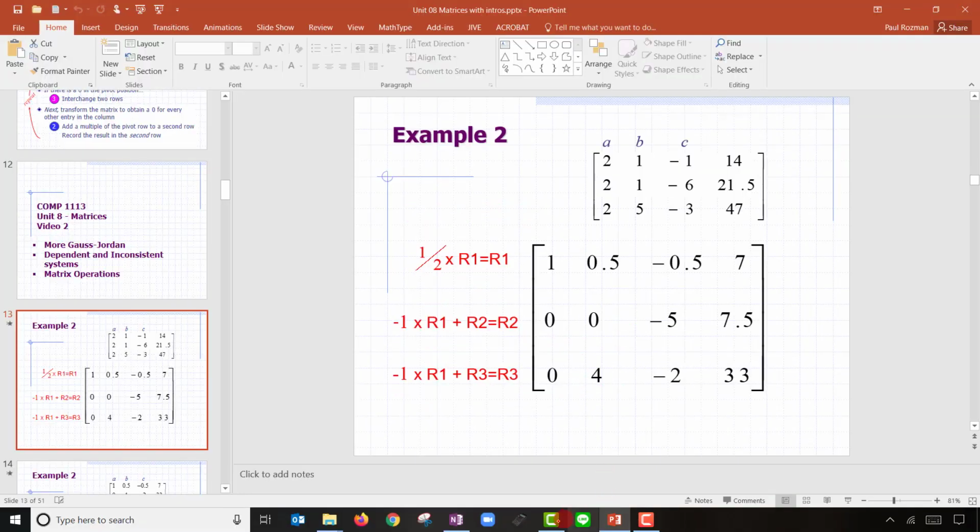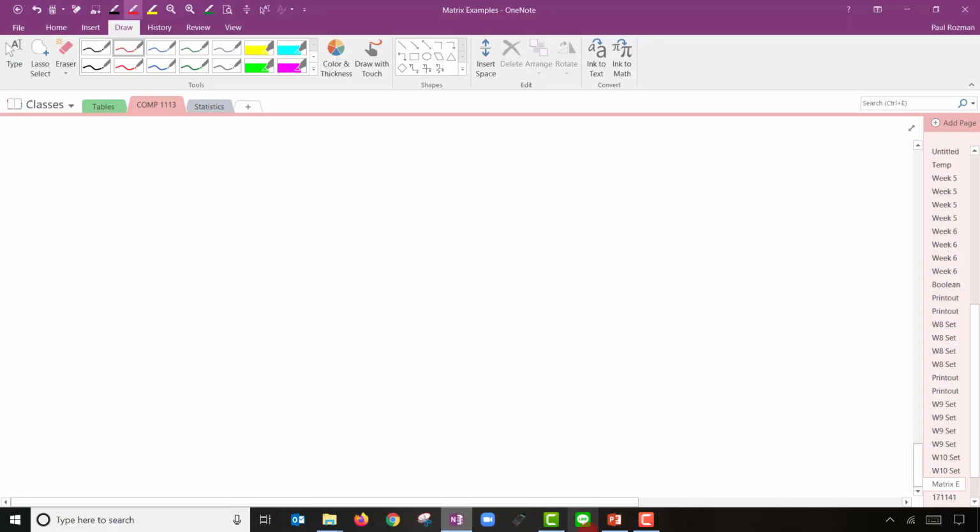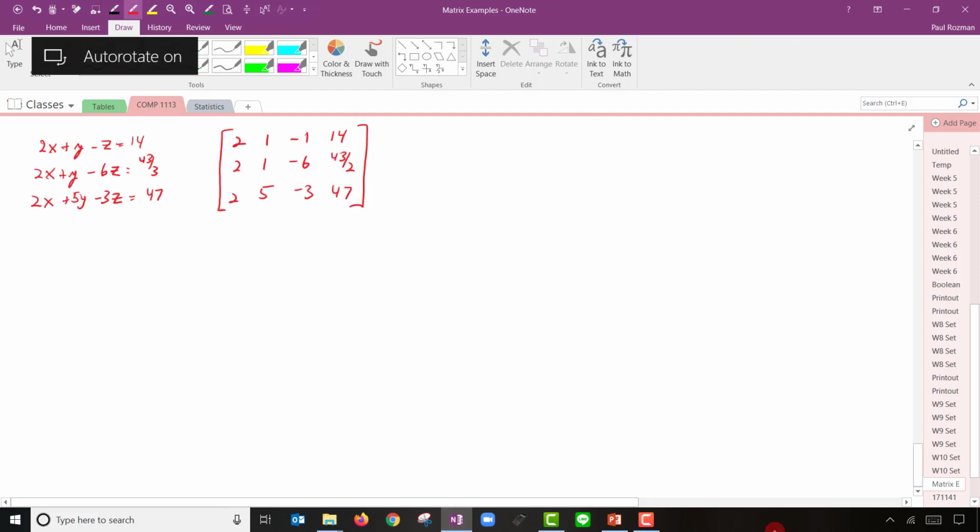So I already copied that over to my OneNote. And I actually wrote it with X, Y, and Z, but it doesn't matter. The same three equations with the three unknowns are X, Y, and Z. Here's the matrix that was showing in the PowerPoint. And now let's do our Gauss-Jordan elimination to this, trying to solve for X, Y, and Z.